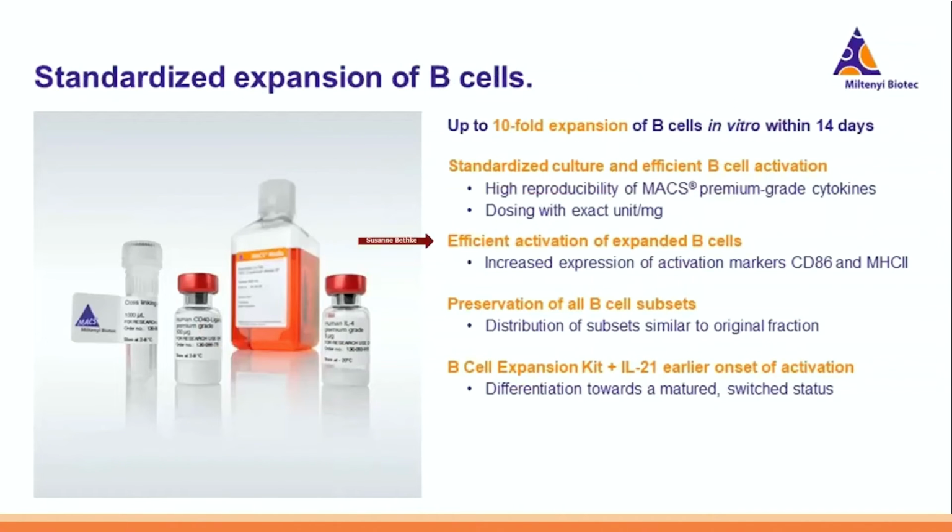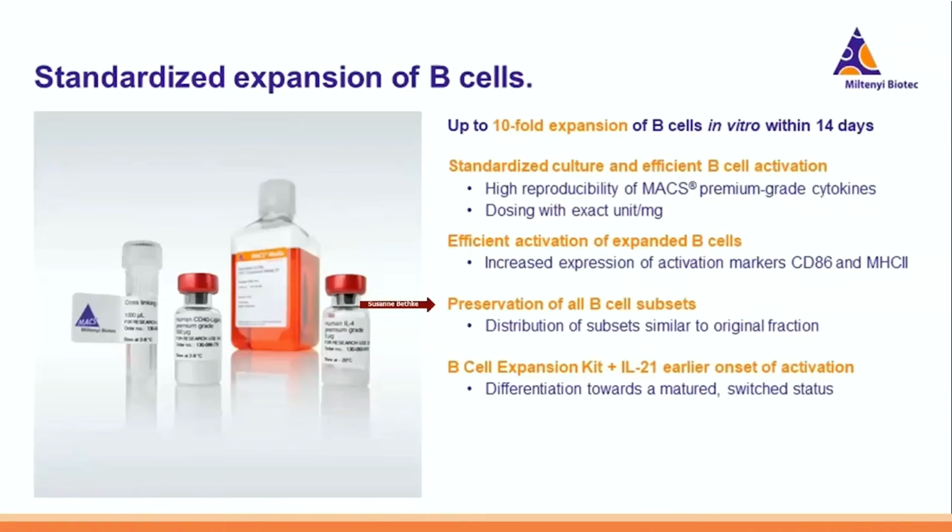And you also have an efficient activation of the B cells. So you really have an increased expression of the activation markers like CD86 and MHC2. Also, we preserve all the subsets with the kit, because it's really important, because you want to have all of them in the culture. So the subsets are distributed similar to the original fraction.